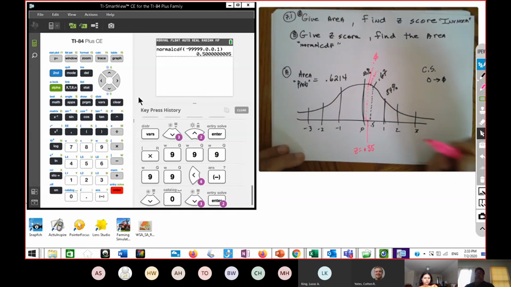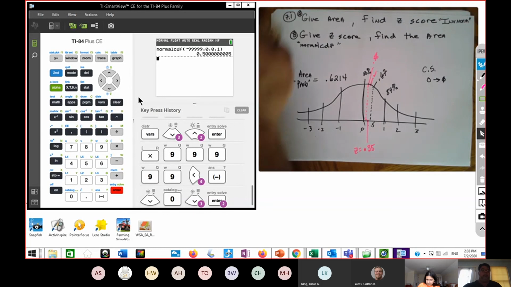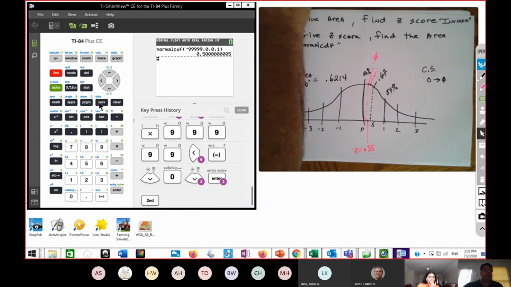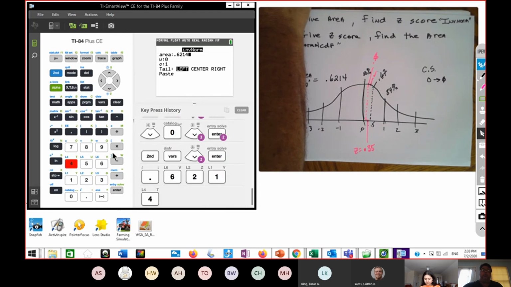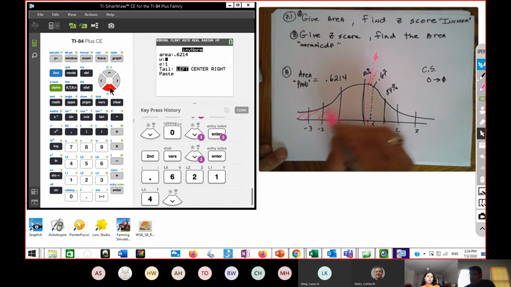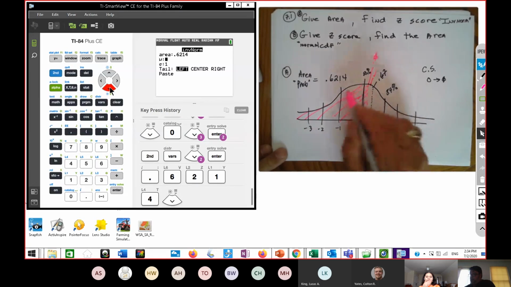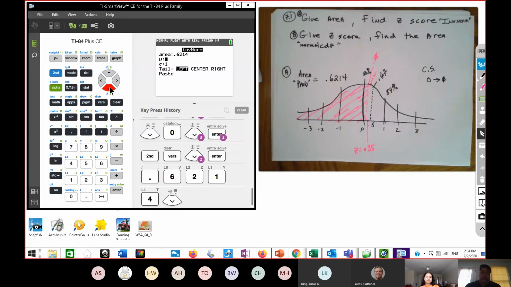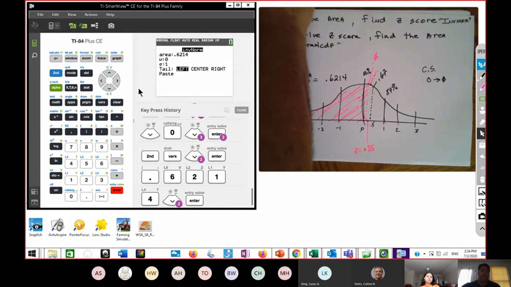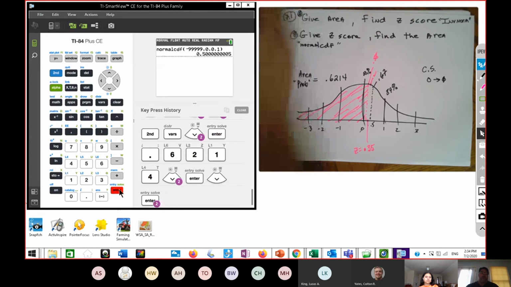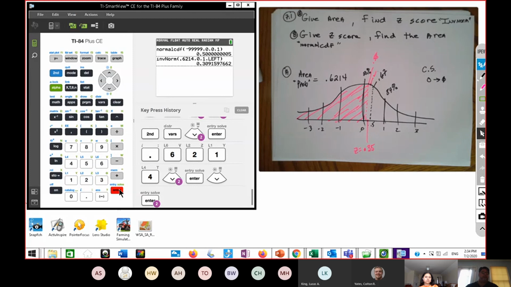Z-score of almost 0.35. Now I'm going to type it in my calculator. I'm going to type in second Vars, inverse norm, and I'm going to type in 0.6214. And it's on the left-hand side because we want to know this area right here. We'll get into that later. And hit calculate or paste, and then, oh my Lord, paste and enter. And the answer is 0.3092.